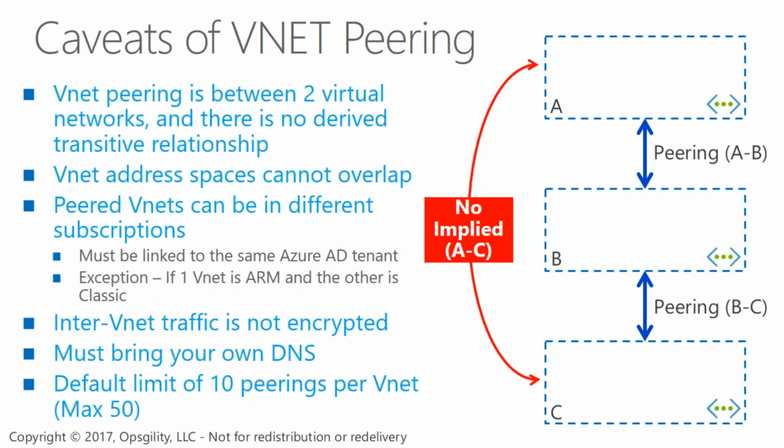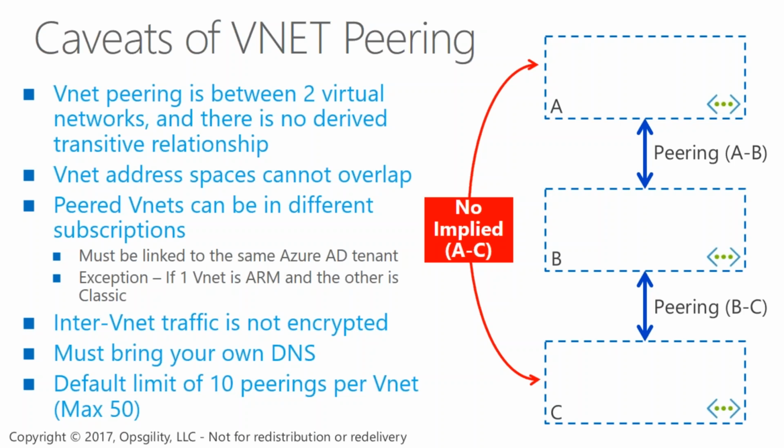You can definitely peer virtual networks that are in different subscriptions. However, both of those subscriptions need to be linked to the same Azure Active Directory tenant. And that's really what I'll demo for you here in just a few minutes. I've got two subscriptions linked to the same tenant, and I'll be setting up a peering relationship between them. Also, definitely note that inter-VNet traffic, so traffic between peered VNets, has no encryption that happens on that traffic. And that's quite different from what we used to do in the past with a site-to-site VPN.